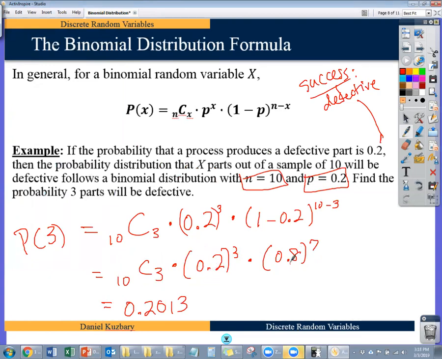Use that caret symbol, the little thing that looks like this. And then you know how to do 0.8 to the 7th. Then you multiply them all together, and you get this answer. So once you've identified something as binomial, like this defective part thing, all you need to know is what n is, what p is, and what x is to find these probabilities.